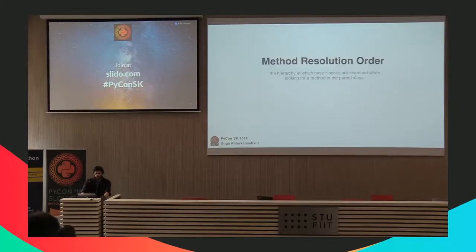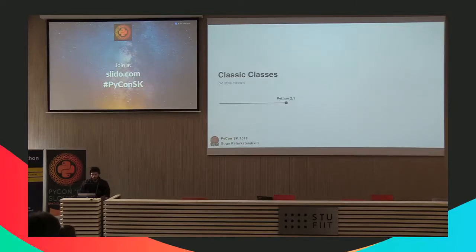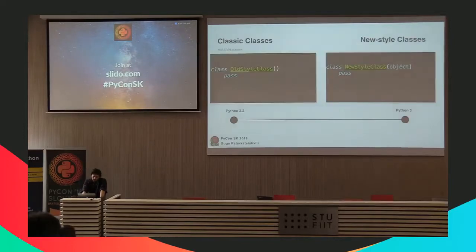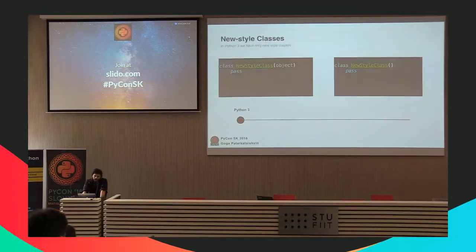So there are two type classes in Python: old type classes, or classic style classes, which were the only option in Python 2.1 and before. After this, from Python 2.2 to Python 3, there were also new type classes. If we wanted to create a new type class, we had to inherit from the base class object or another new style class. But in new Python, there exist only new type classes.